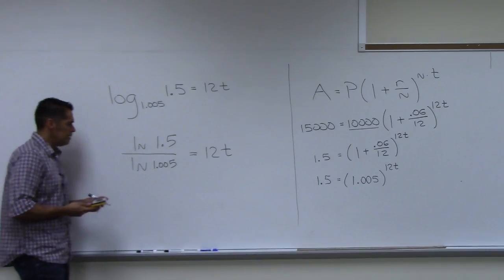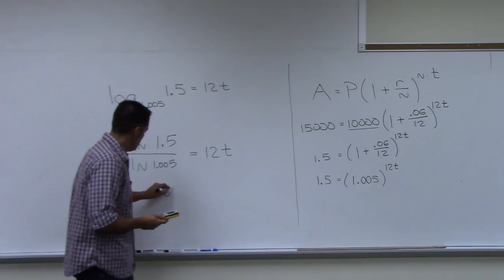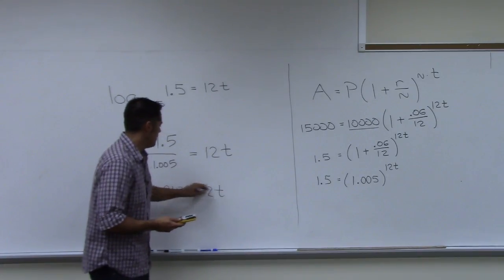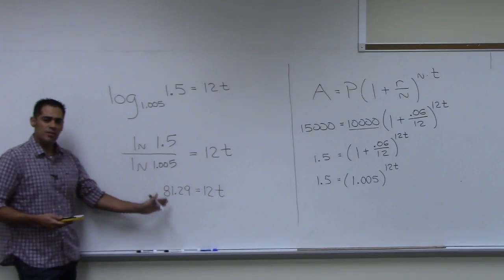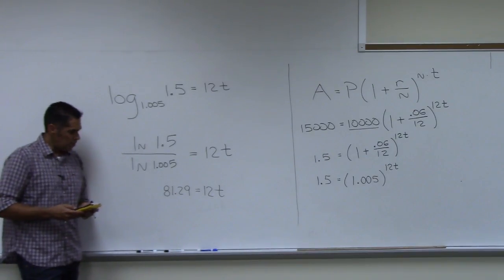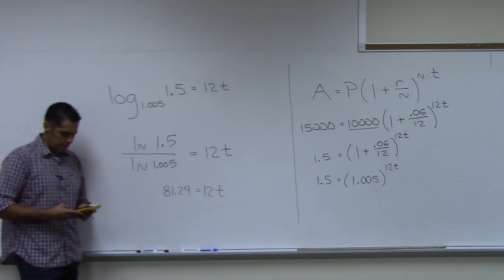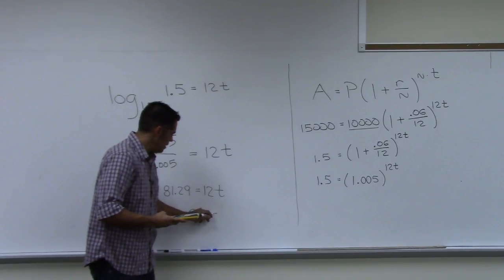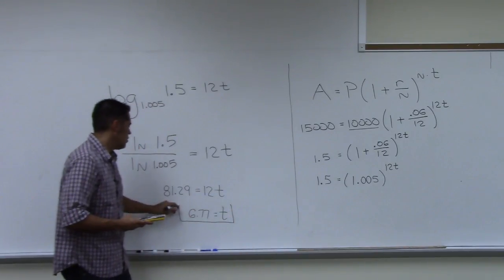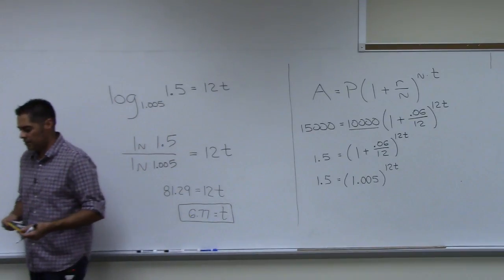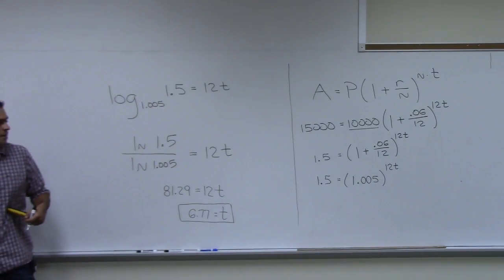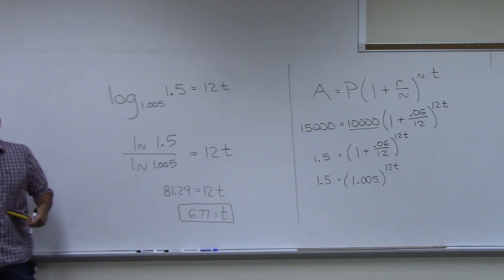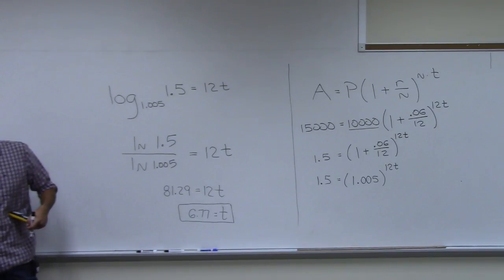81.29 is what I'm getting. So 81.29 equals 12t, right? Finally, solve for t. So divide both sides by 12. 6.77-ish equals t. So how long is it going to take to turn 10,000 into 15,000 if it's invested at 6% and compounded monthly? Almost 7 years.